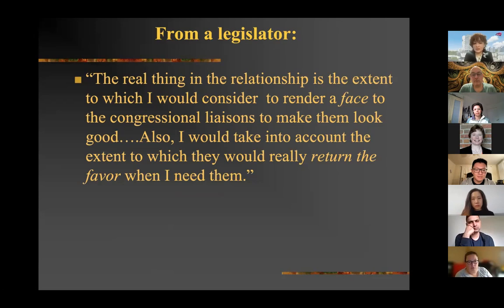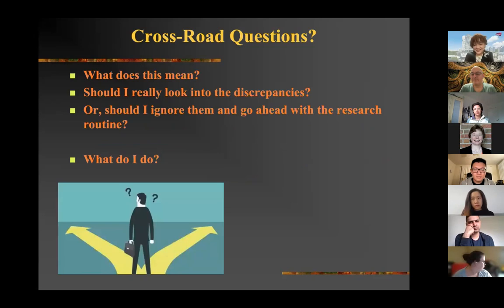So this comes to another crossroad question. What does that mean? Should I really look into the discrepancies based upon the complaints from the respondents? Or should I just ignore them and go ahead with the research routine? Because a lot of people would say that the so-called face thing or the favor thing is behind the table, and the subjects should not be included in the research agenda. So we should not really study that. We should just go ahead using the research routine, using the scales or questionnaires with high reliability and validity. So what should I do?